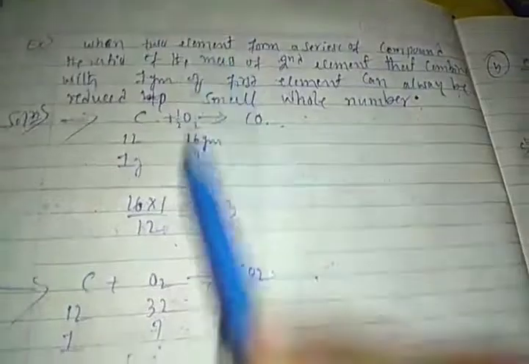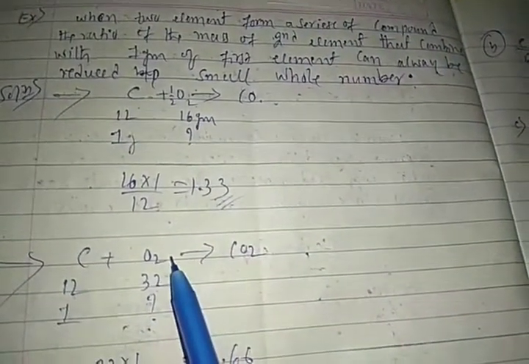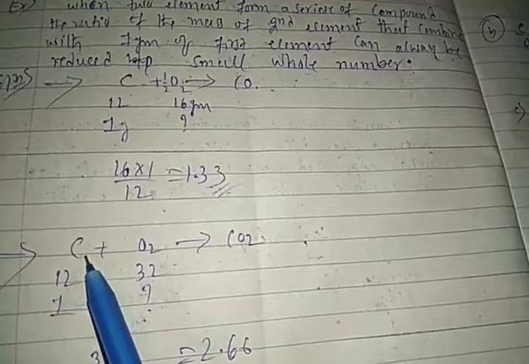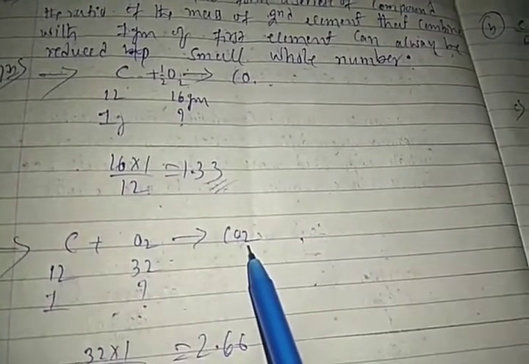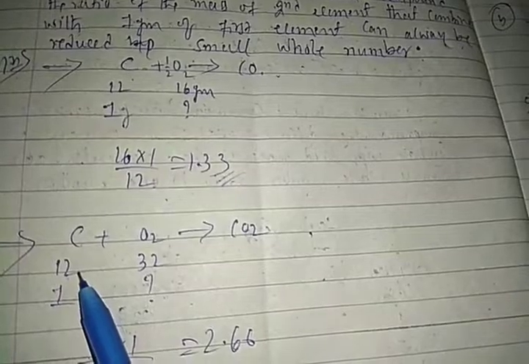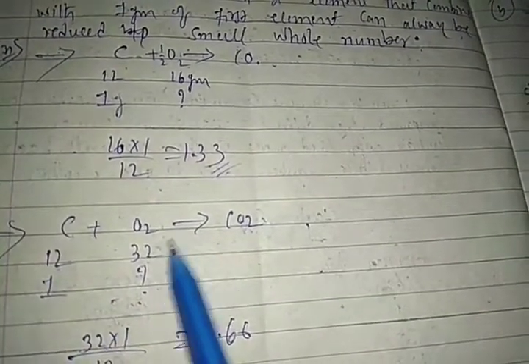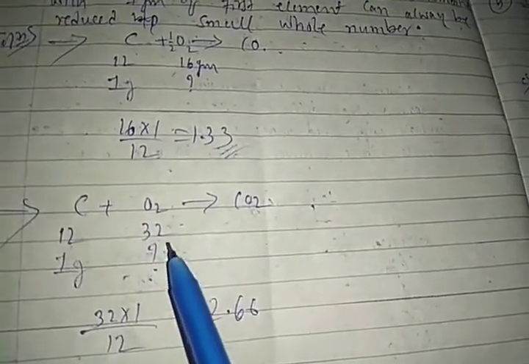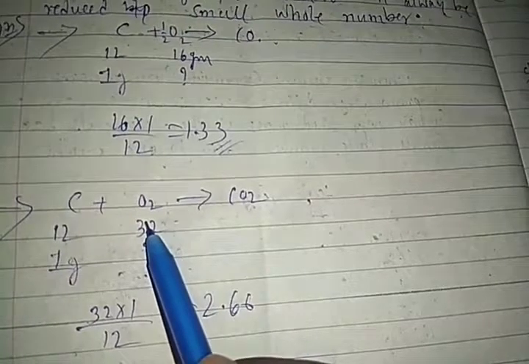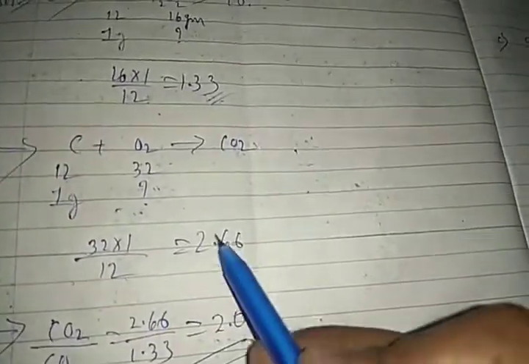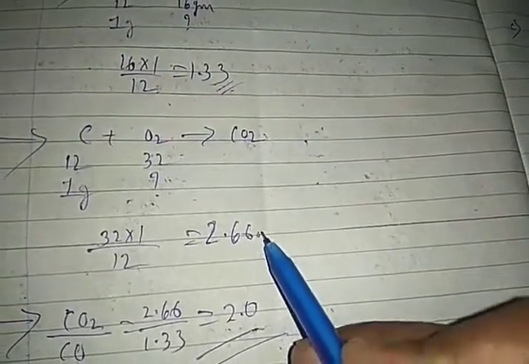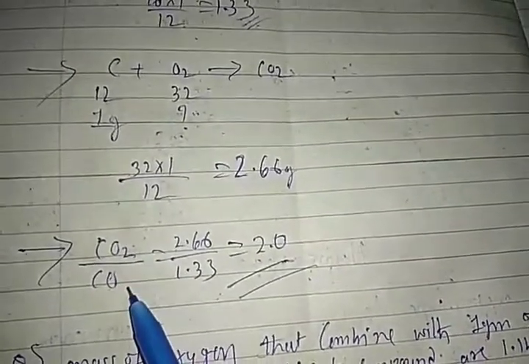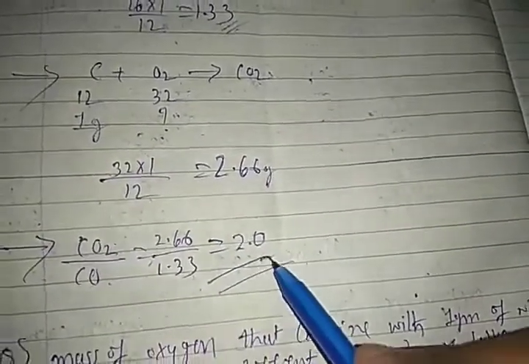Now the second compound. The same element again reacts with the second element. Carbon reacts with oxygen to form carbon dioxide. 12 gram of carbon reacts with 32 gram of oxygen to form carbon dioxide. So 1 gram of carbon reacts with how many gram of oxygen? 1 into 32 divided by 12, that is 2.66 gram of oxygen. Right, friends? So let's see the ratio. Carbon dioxide by carbon monoxide, 2.66 by 1.33, is a simple whole number ratio, 2.0. Right, students?